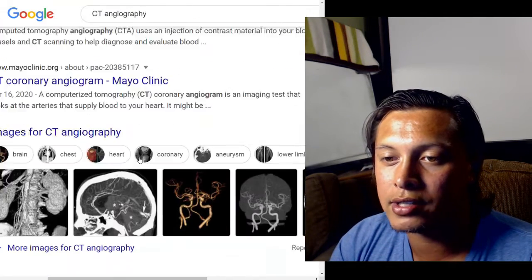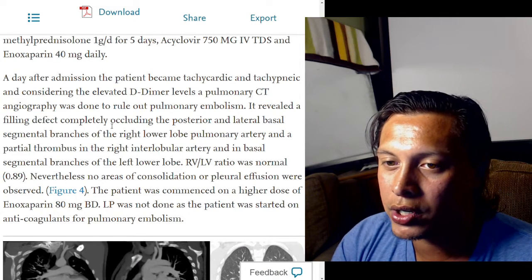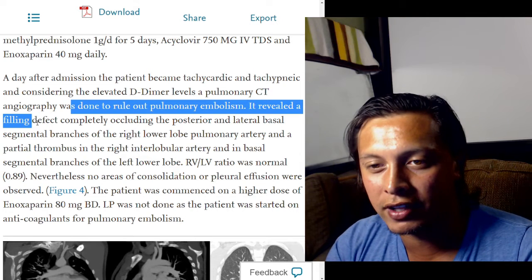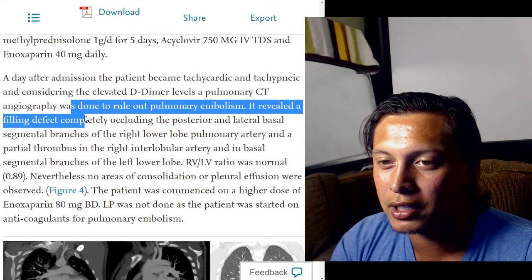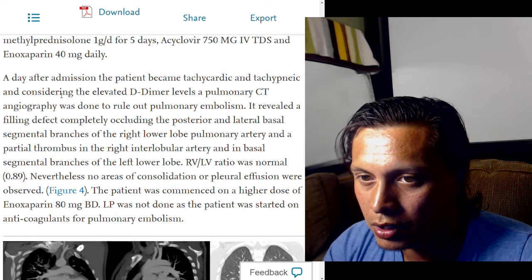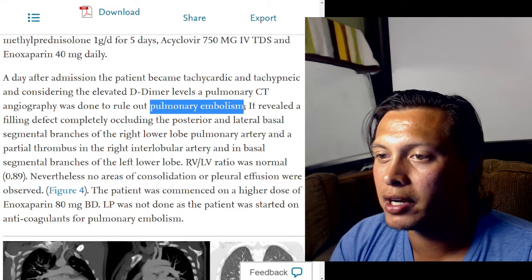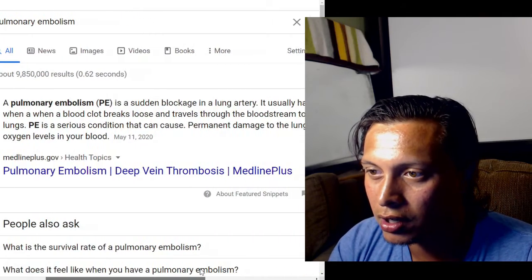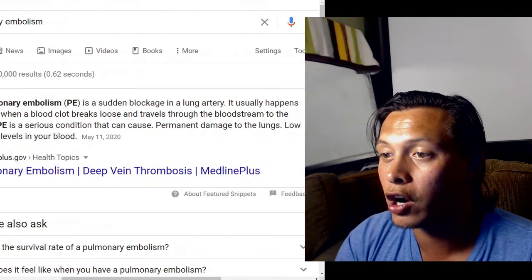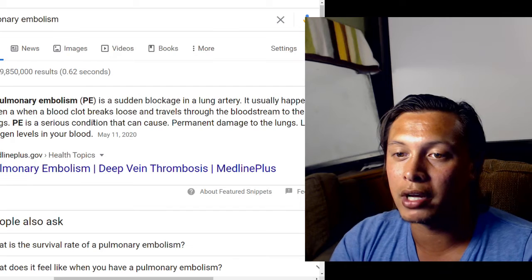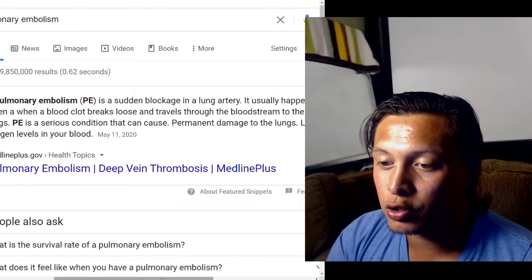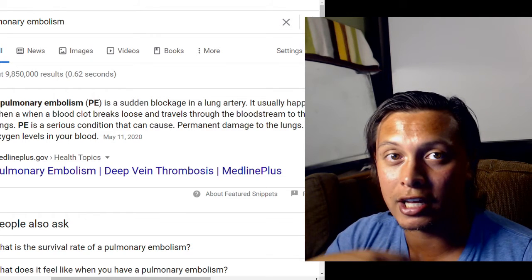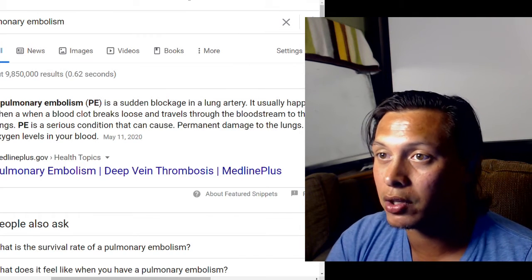So there is that. And it was done to rule out, and it reveals a filling defect completely, wait. What is a pulmonary embolism? I need to look that up as well. I think that's a sudden blockage of the heart. Okay, sudden blockage in the lung artery, and it usually happens when a blood clot breaks loose and travels through the bloodstream to the lungs. So this would be a blood clot that travels into the lungs, a pulmonary embolism.